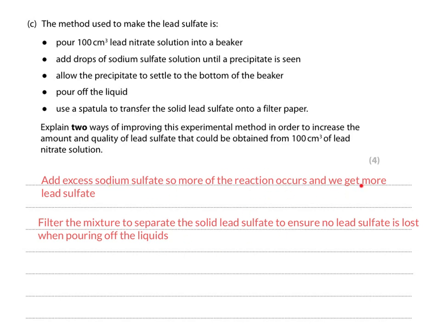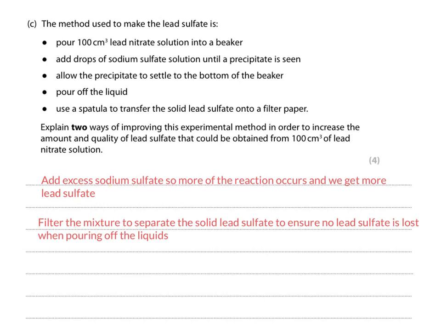And those will get you both the marks. So it's sort of 1 mark for pointing out what the problem is. So in this one, the problem was we didn't have enough of the sodium sulfate. And in this one, the problem was that pouring the liquid would lose some lead sulfate. And then give the way you can improve it. So in this way, we're adding excess sodium sulfate. In this one, we're using a filter.